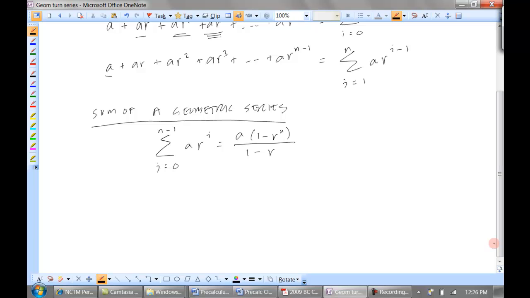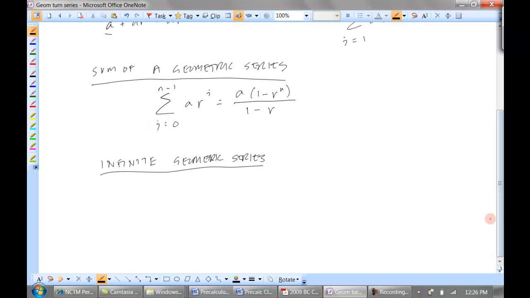Well, today we're going to talk about an infinite geometric series. Right, and so an infinite geometric series might look like 1 plus a half plus a quarter plus an eighth plus a 16th plus, and just keep going on and on and on.